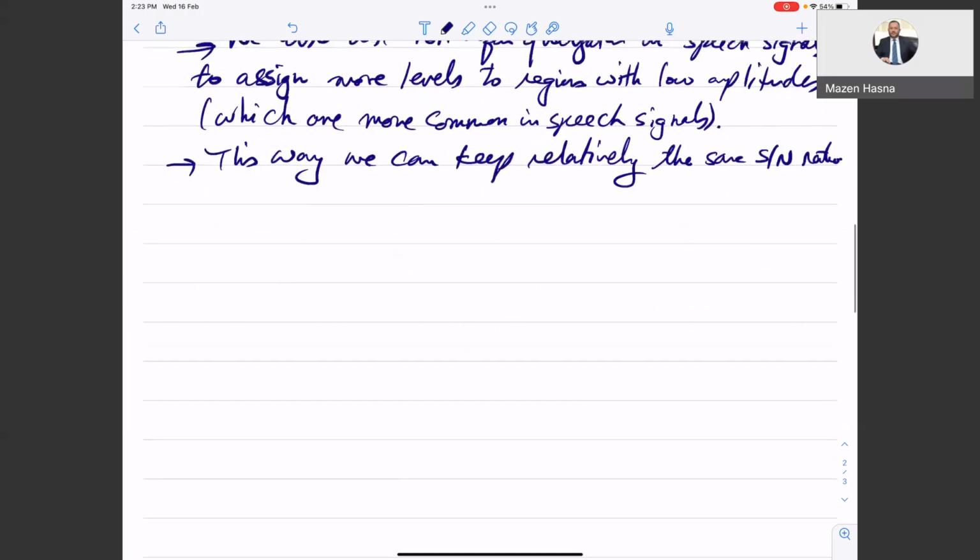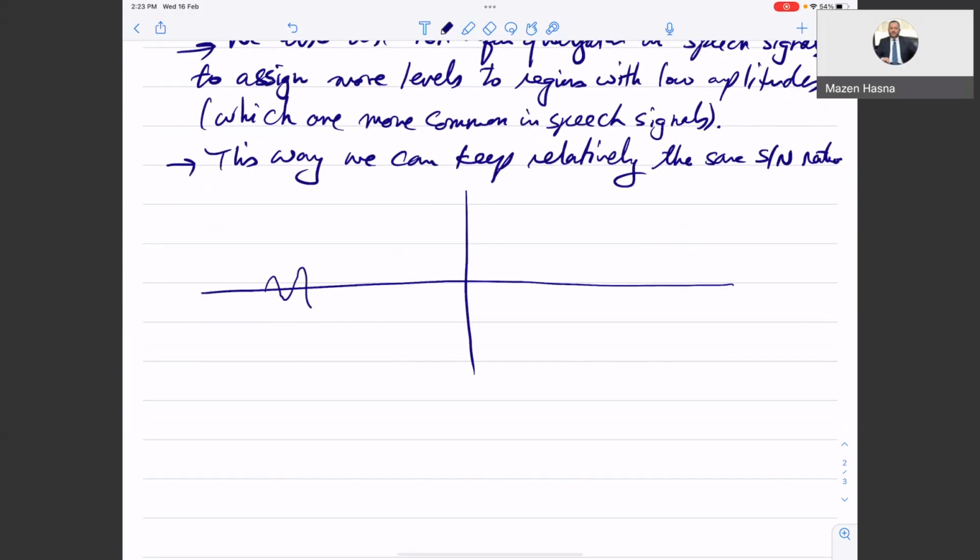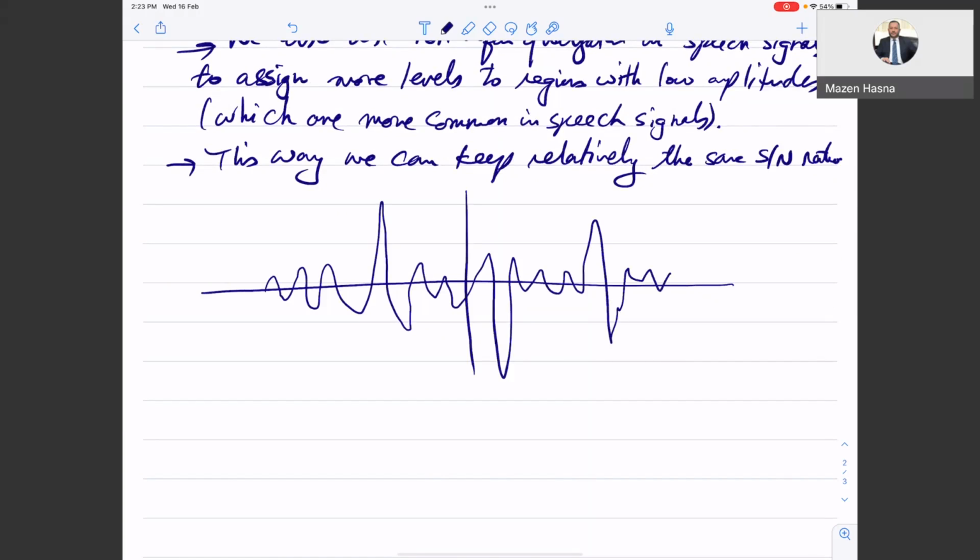Let's assume that the signal that we are quantizing will look something like this. So most of the time it's a small signal, but I have areas of large signal.